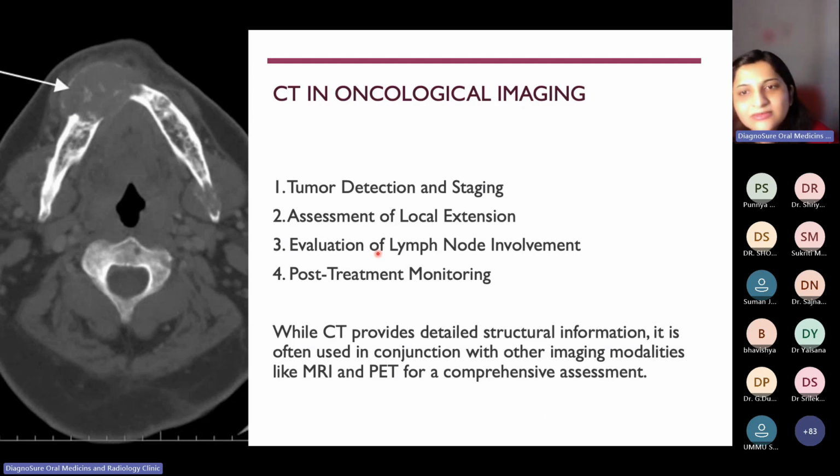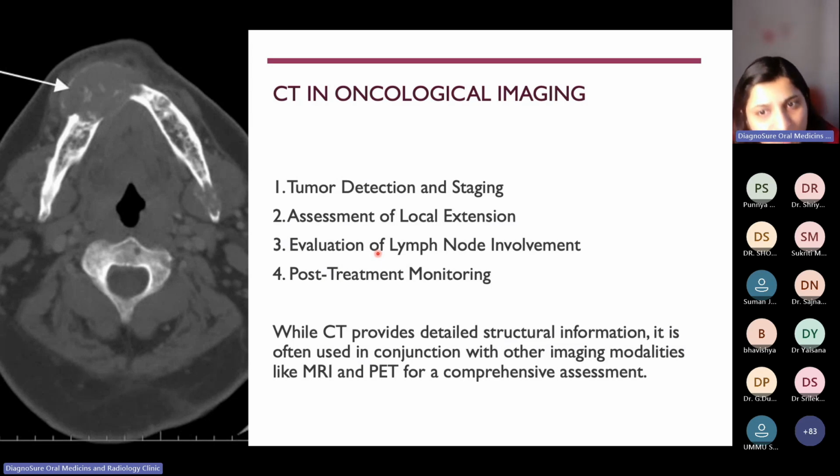CT is essential in oncological management of oral cancers. CT is useful in every stage of cancer diagnosis. When starting with cancer detection, tumor detection, and staging, CT helps identify tumors and assess their size. It can stage the cancer, whether lymph node involvement is there or not. We can see it with contrast CT.